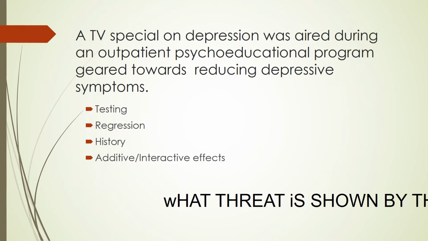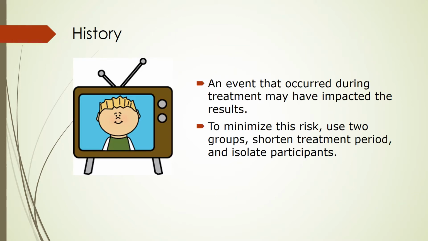A TV special on depression was aired during an outpatient psychoeducational program geared towards reducing depressive symptoms. Is this testing, regression, history, additive, interactive effects? Which threat would this be? History. Yes, an event occurred during the treatment and may have impacted the results, skewed the results of the test. To minimize this risk, you may use 2 groups, or you can shorten the treatment period and isolate participants.